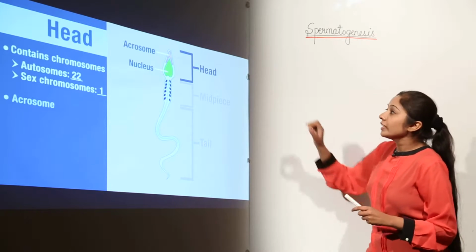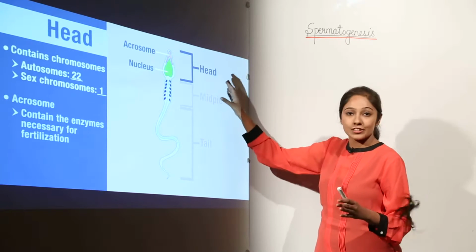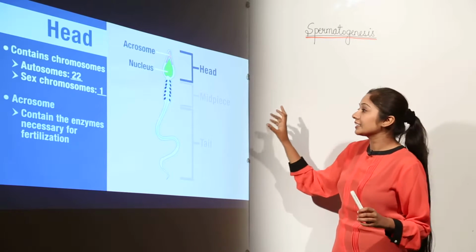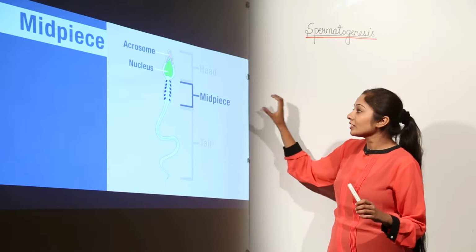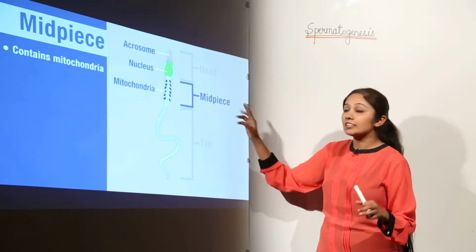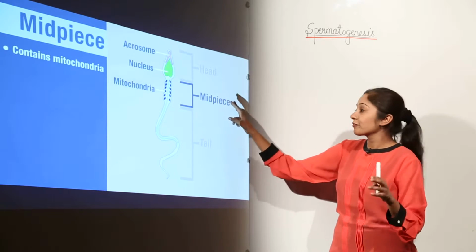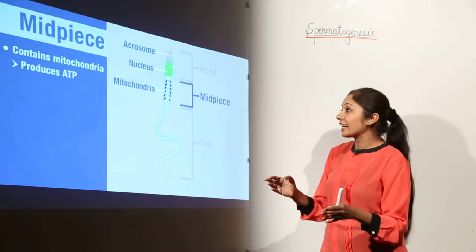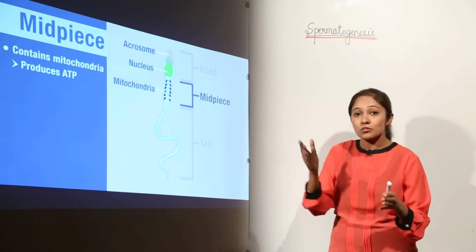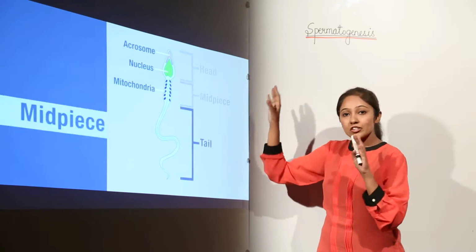Next we move on to this acrosome. This acrosome contains enzymes that are necessary for fertilization. After this, we move on to the next part of the sperm, that is the mid-piece. Now this mid-piece contains mitochondria. You all know that mitochondria is very essential as this generates energy, and the energy currency of the cell is ATP, that is adenosine triphosphate. This needs ATP because this sperm has to swim, so it needs energy to reach the ovum. That is why mitochondria provides this ATP, this energy currency.